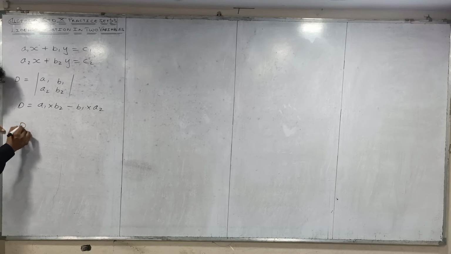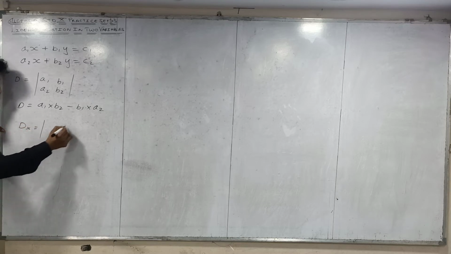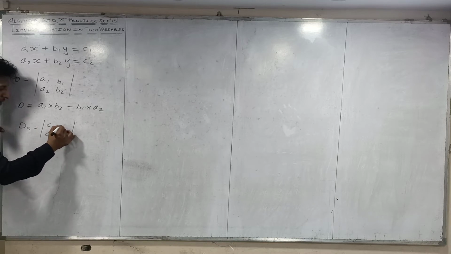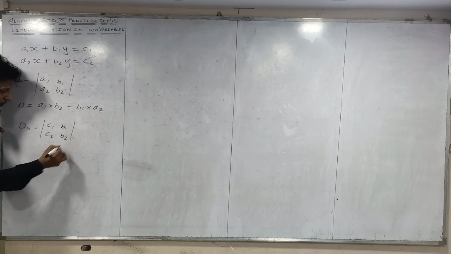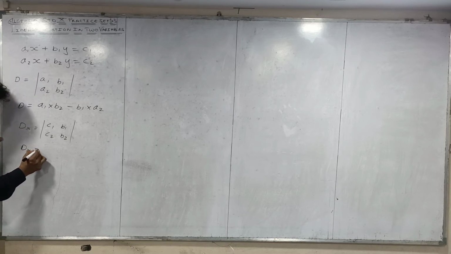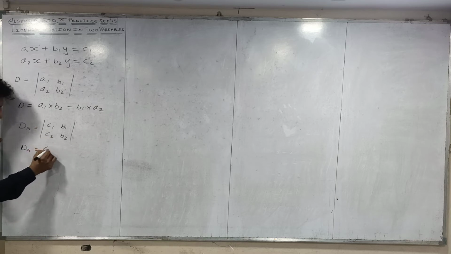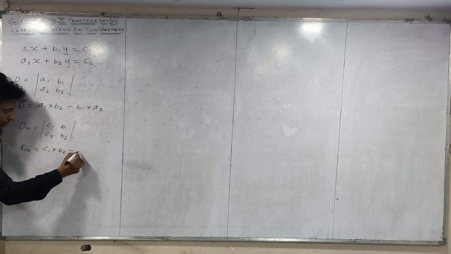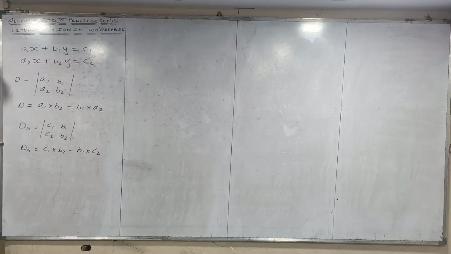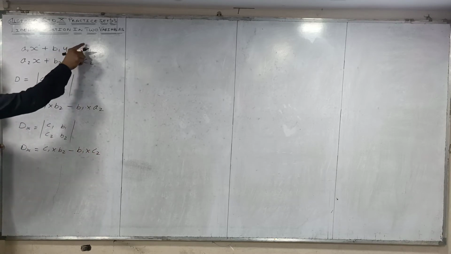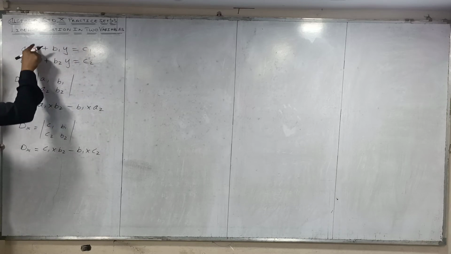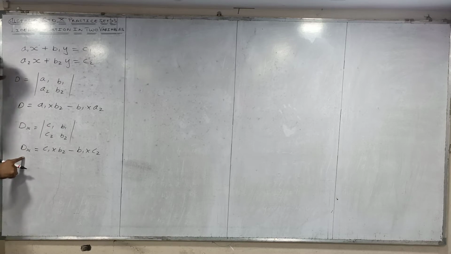And if you want to find Dx, the formula is c1 c2, b1 b2. Please remember the formulas. This is the formula for determinant x: same type of multiplication, c1 multiplied by b2, put a minus sign, b1 multiplied by c2. When finding determinant x, take the values of c and y: c1 c2 b1 b2. Don't take the values of x.